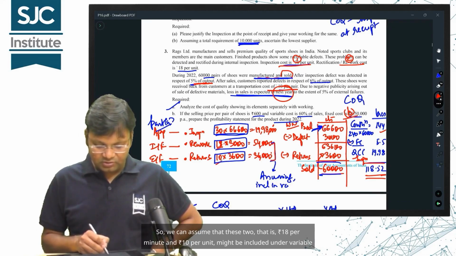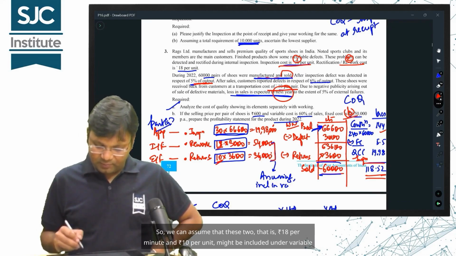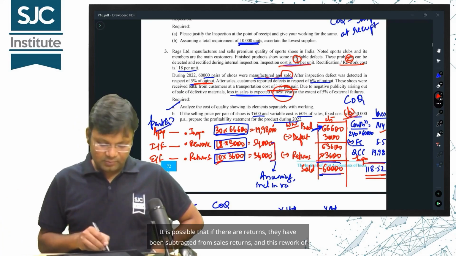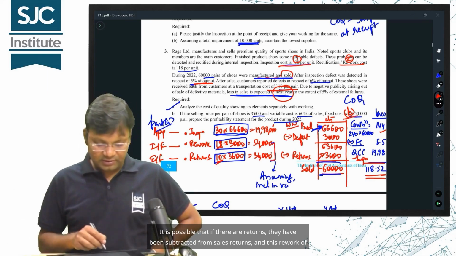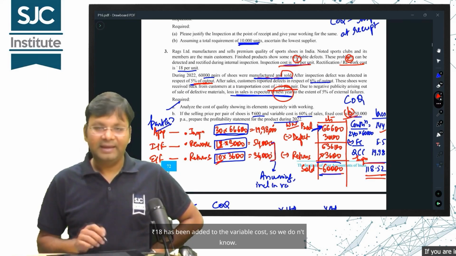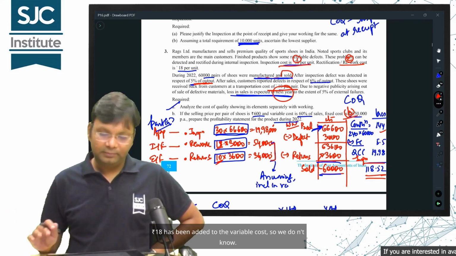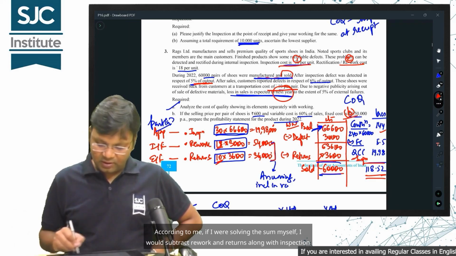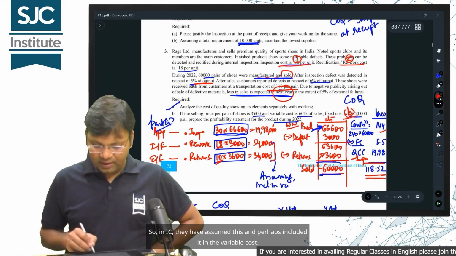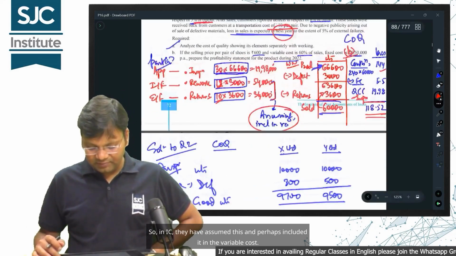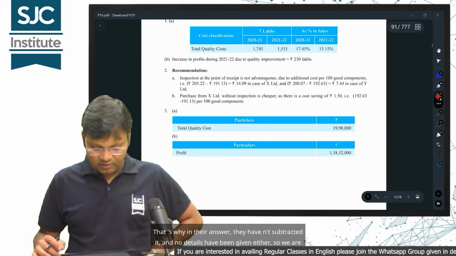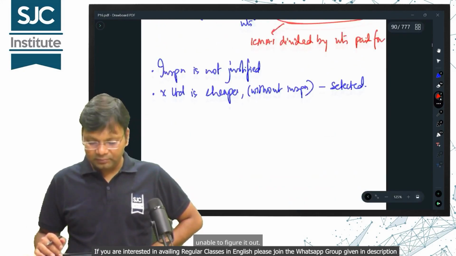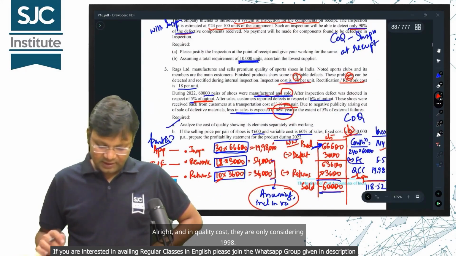So, we can assume that these two, that is, 18 rupee per minute and 10 rupee per unit, might be included under variable cost, but we are not able to figure that out. It is possible that if there are returns, they have been subtracted from sales returns, and this rework of 18 rupees has been added to the variable cost, so we don't know. According to me, if I were solving the sum myself, I would subtract rework and returns along with inspection. So, in the institute's solution, they have assumed this and perhaps included it in the variable cost. That's why in their answer, they haven't subtracted it, and no details have been given either, so we are unable to figure it out. Alright, and in quality cost, they are only considering 1998.